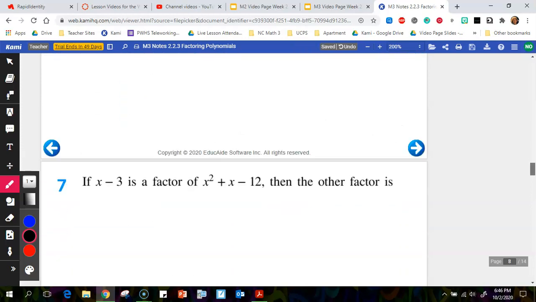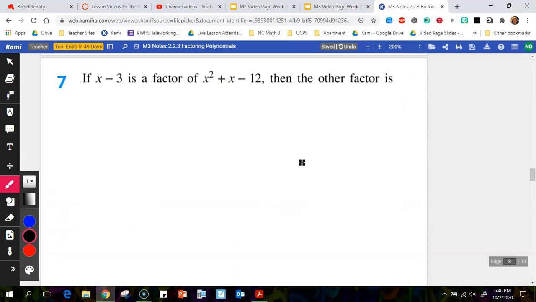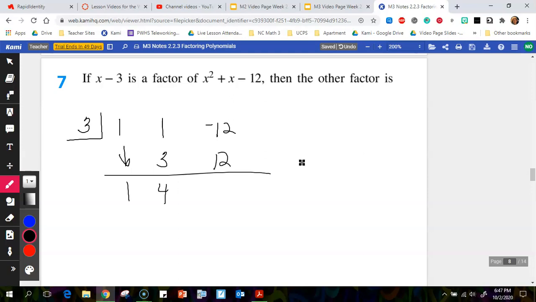All right, so another way you might see it, like I said before, is where they say, if x minus 3 is a factor of this, what is the other factor? Well, we can use synthetic division. We can divide 3, or the root of 3. That's a 1, and a negative 12. Bring down the 1. It's 3, 4, 12, 0. That's the remainder. So this is the constant, and this is the x value. The other factor would be x plus 4.